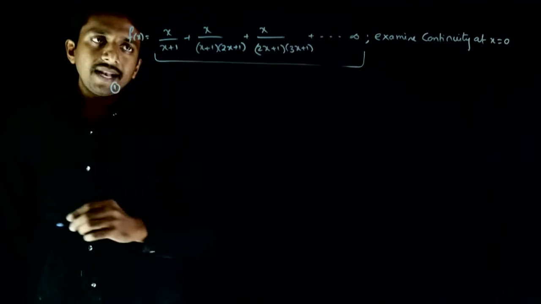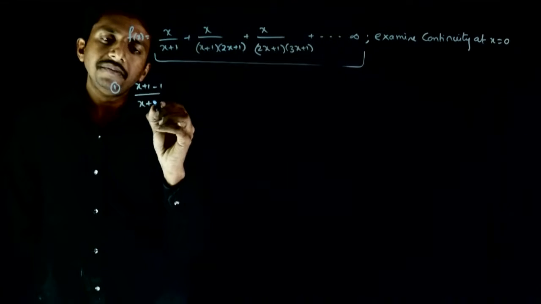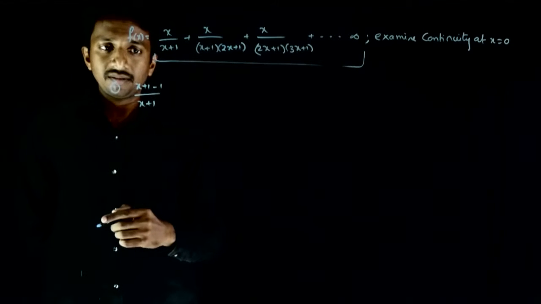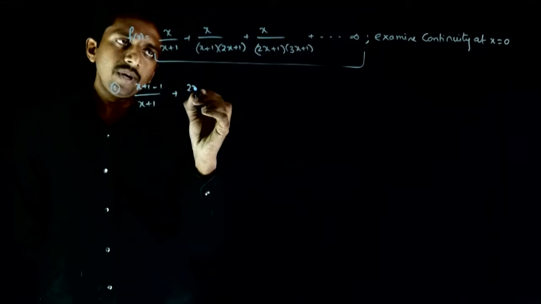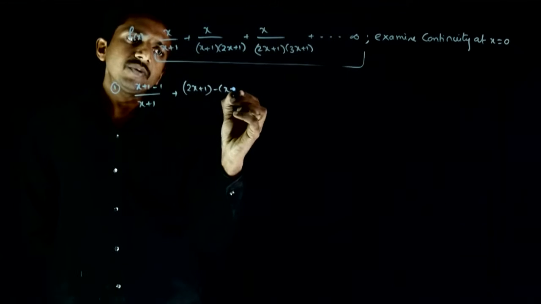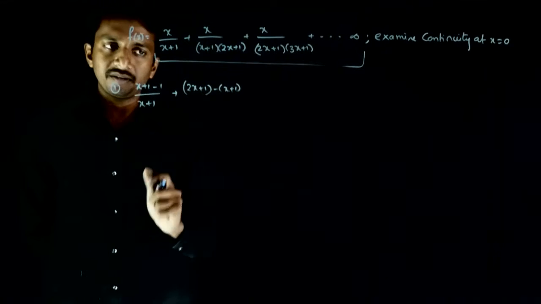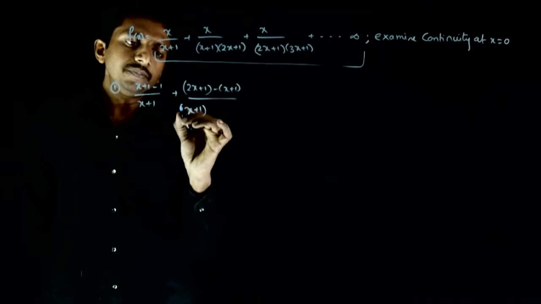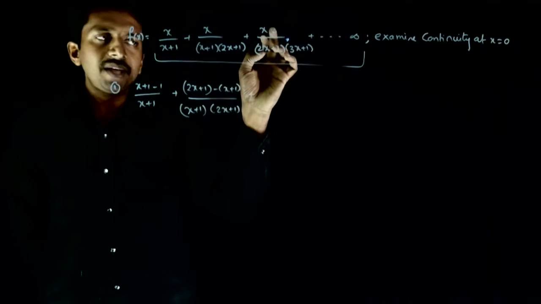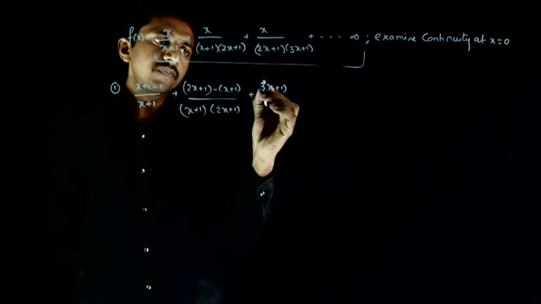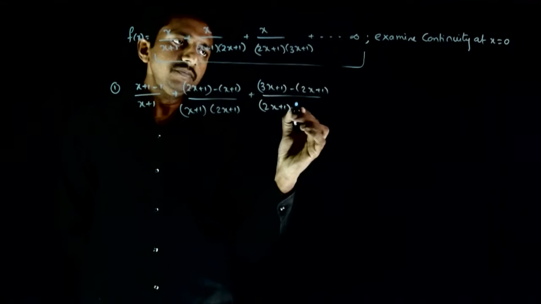So first I'll do some manipulations here. The upper x I write as x plus 1 minus 1 by x plus 1. Let us see why I'm doing this; you will understand in a while. Plus the second term, the upper x I write as 2x plus 1 minus of x plus 1. I'll express the numerator as the difference of the terms of the denominator, divided by x plus 1 into 2x plus 1, plus the third term, where the numerator x I can write as 3x plus 1 minus of 2x plus 1, divided by 2x plus 1 into 3x plus 1.